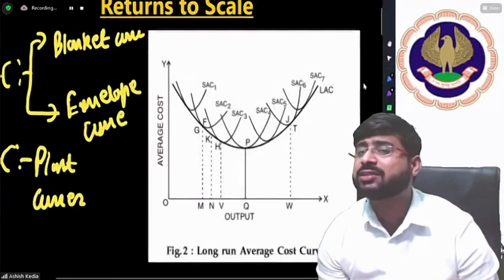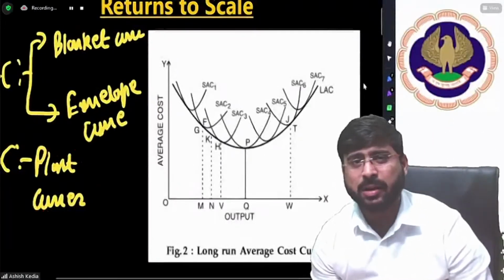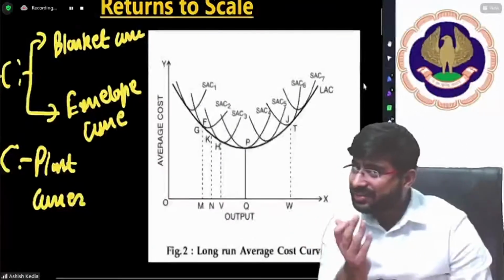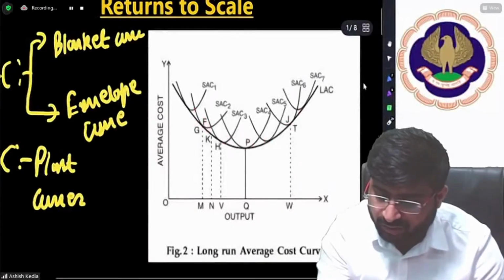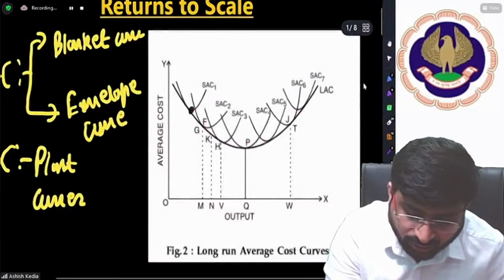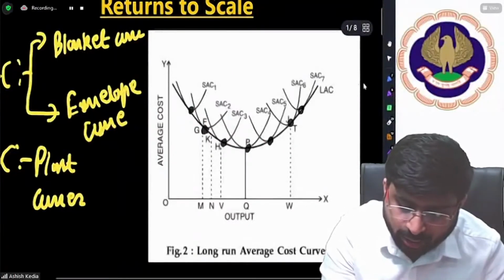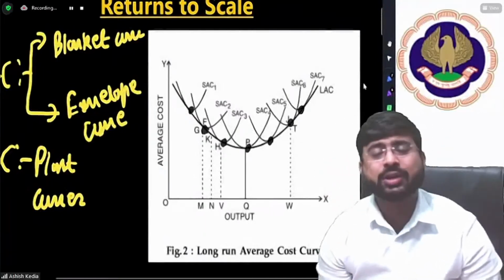Mind you, the SAC curve is also called the plant curve. PLANT, plant curve. And remember, from where does the LAC pass? From the minimum points of multiple SAC curves. As you can see, for each SAC curve there is a minimum point that has been shown in the given diagram, right? So if you join each minimum point, you will get another U-shaped curve called the LAC curve.